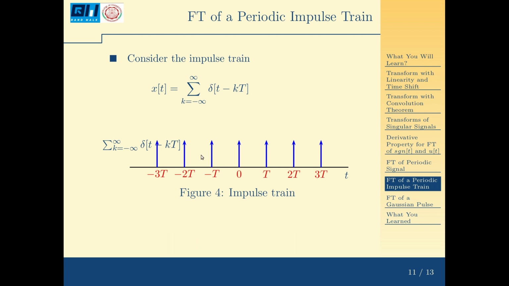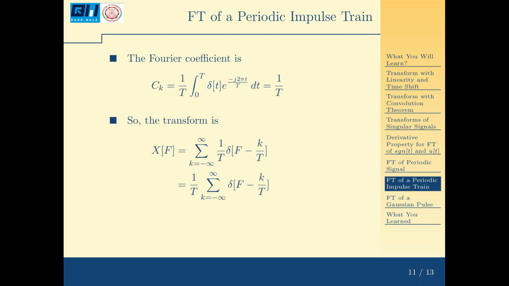Here you can see these impulses placed at every kT, from k equal to minus infinity to infinity. So this is how the impulse train looks. Now let us compute the Fourier transform of this signal. So x(t) will be... you have to compute the Fourier coefficient first of all.